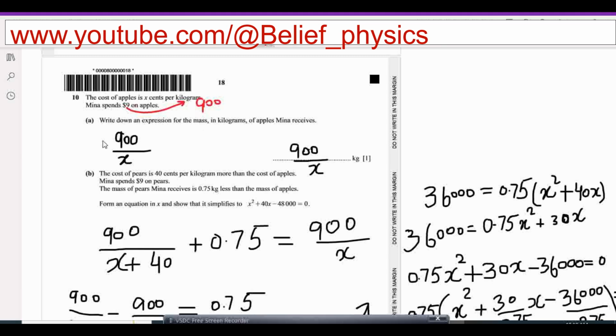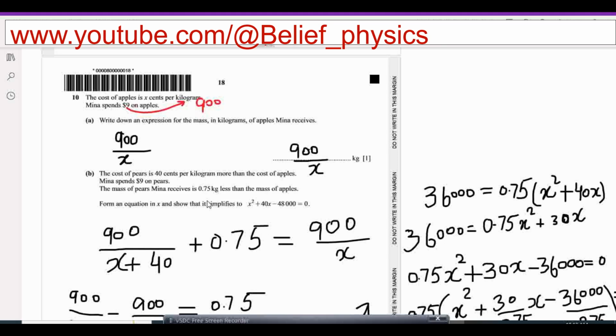So this is the number of kilograms of apples, 900 over x. Similarly, the cost of pears is 40 cents per kilogram more than the cost of apples. The cost of apples is x, so the cost of pears will be x plus 40. So the number of kilograms, if she spends $9 on pears, will be 900 over x plus 40.